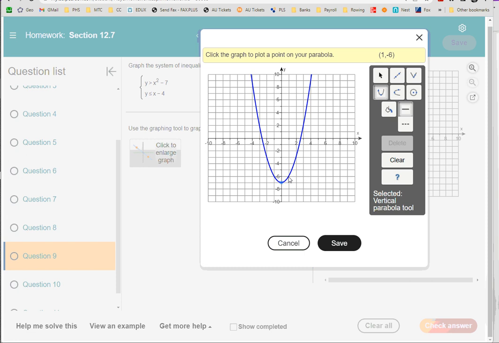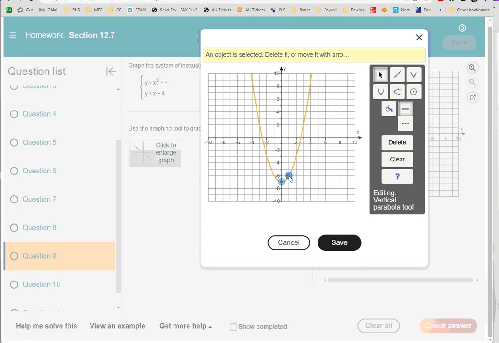And so if I go ahead and do another point here, I know from the parent function, 1 to the right is going to be 1 up. So I'm going to be here. That's going to be my parent function. Notice this one's strictly greater than, so I want this one to be dashed. And then I can do this next one.